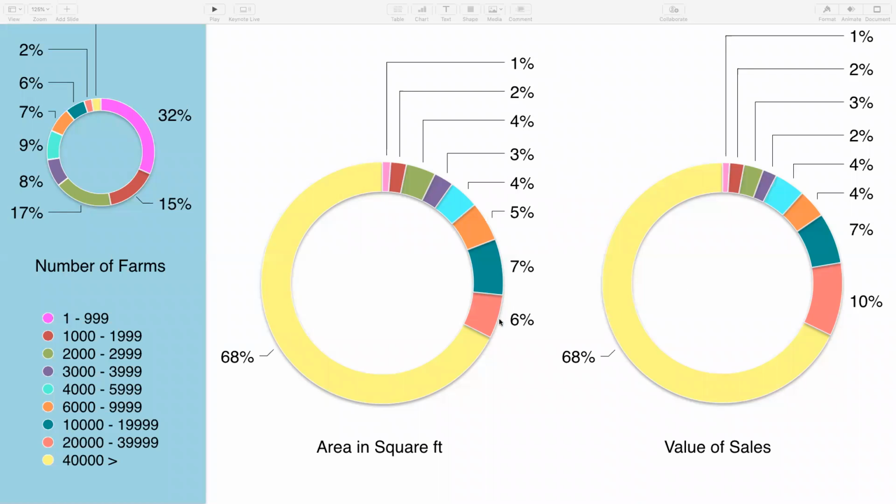In this graphic, we can see that observation where this category here, the 20,000 to 39,999 square feet, is just 6% of the market, but represents 10% of the value of sales. All the others are pretty much one-to-one. If you see the larger farms, 68% of area and 68% of value of sales. And the same is true for the other categories. So you have 1 and 1, 2 and 2, 4 and 3, pretty close. Something is happening here that they're making more money than the others.